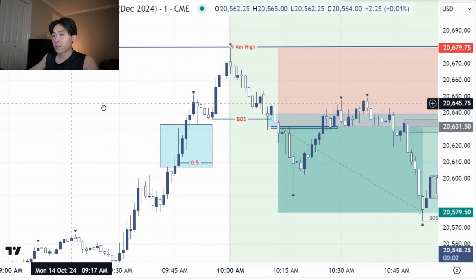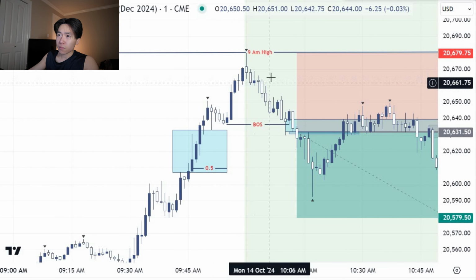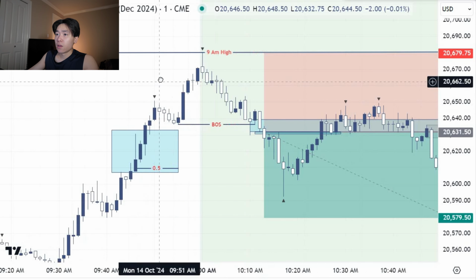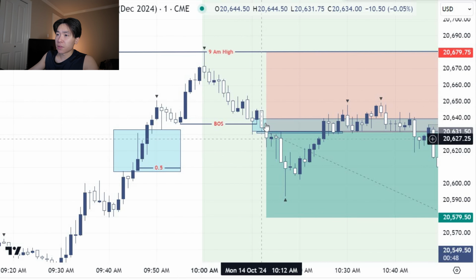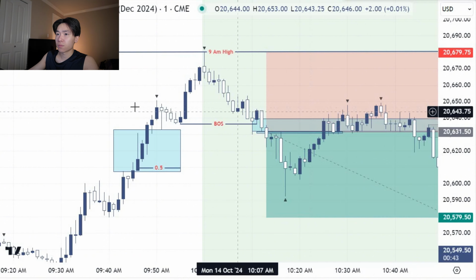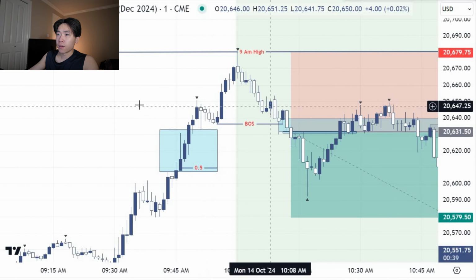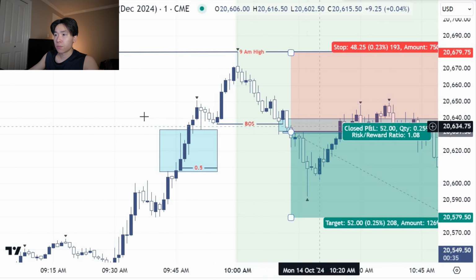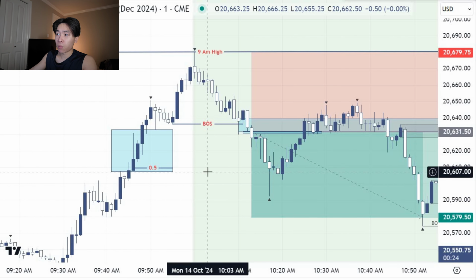Honestly, I don't really know if you'd actually consider this a break of structure, but I'd say a strong movement down, which is what we got. I think the break of structure could have used a little bit more displacement, a stronger price move lower, with a solid candle down, but regardless, I took this trade. So we swept previous hourly highs, and I waited for a break of structure lower.